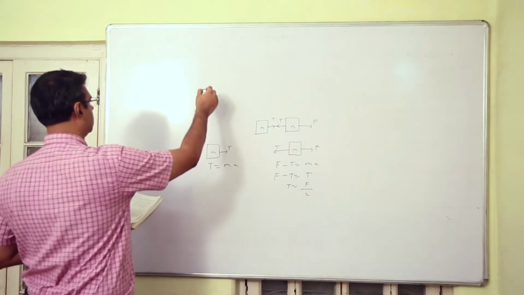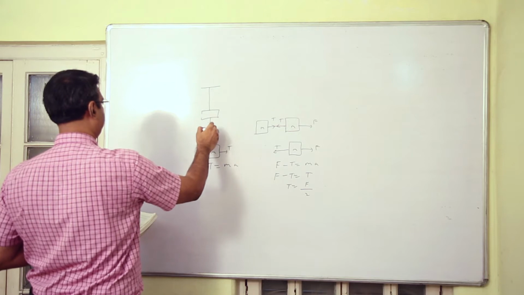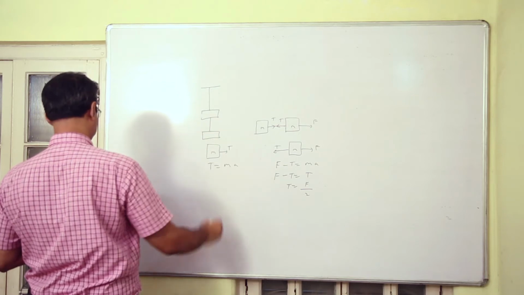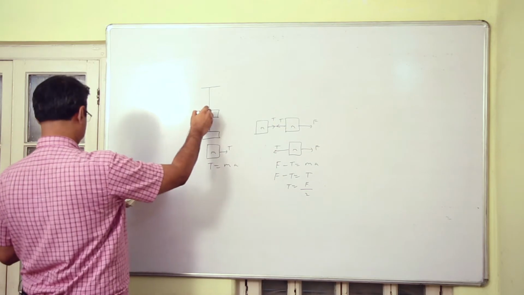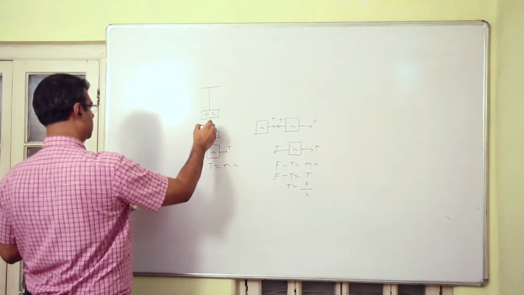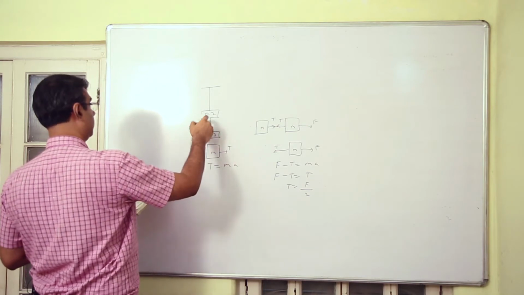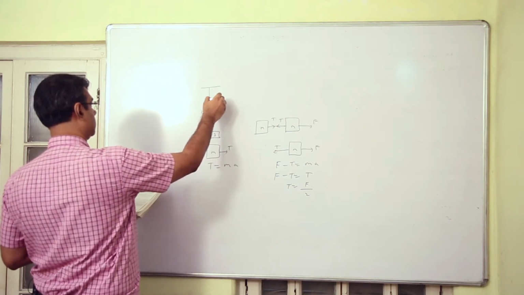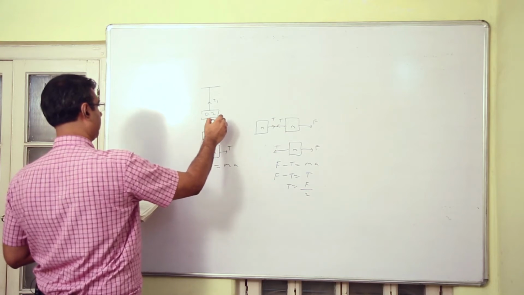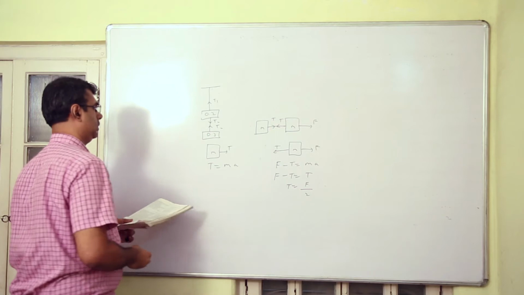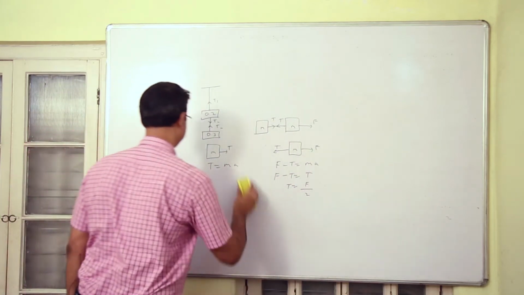Let's have a look at another question which is involving free body diagram. Suppose these are two blocks, and this is 0.2 kg, this is 0.3 kg. You have to find the tension in both the strings. So there are two strings, you have to find the tension in both of them.